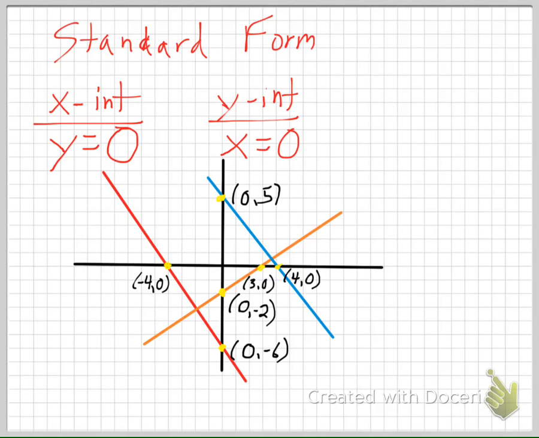Now, this is where standard form is going to be more helpful, okay? Because let's look at finding x and y intercepts in standard form really quickly. So I'm going to take some equations that are in standard form. So let's say I have 3x plus 2y equals... Let's do this. I'm going to give it whole number answers. Let's make it 12.